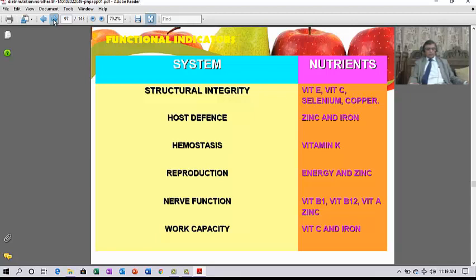Then nerve function, nerve conduction studies are carried out, and it may point towards vitamin B1 or B12 deficiency. Work capacity, for example heart rate, as you know in anemia, or it detects iron deficiency, tachycardia can occur.